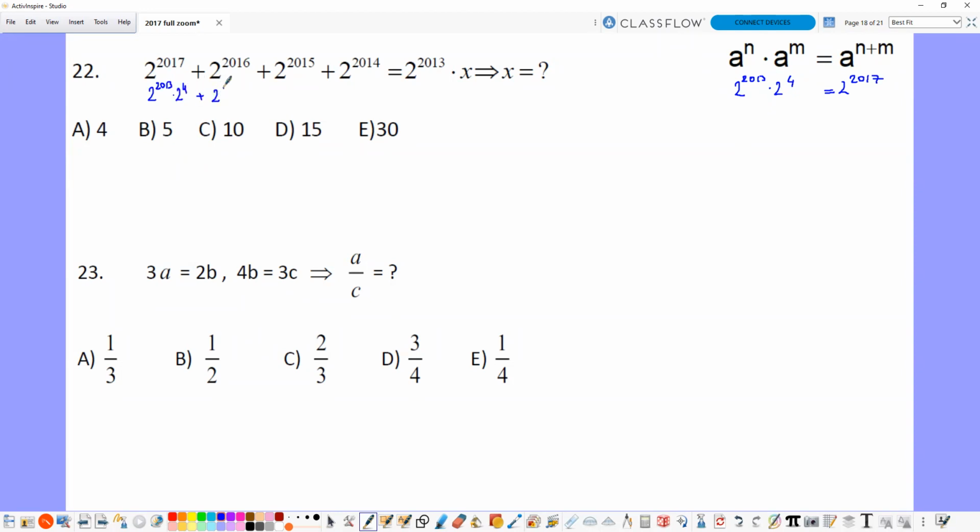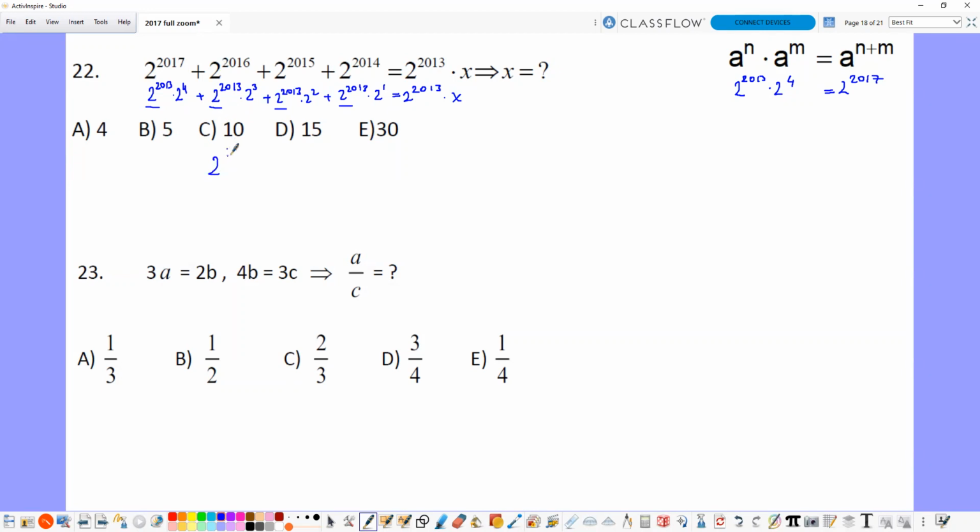This is going to be 2 to the power of 2013 times 2 to the power of 3. This is 2 to the power of 2013 times 2 to the power of 2, plus 2 to the power of 2013 times 2 to the power of 1. Then on the other side, 2 to the power of 2013 times x. If I collect all of them into the 2013 parentheses, because there's addition between them and these expressions are all the same, I'm going to continue from here.